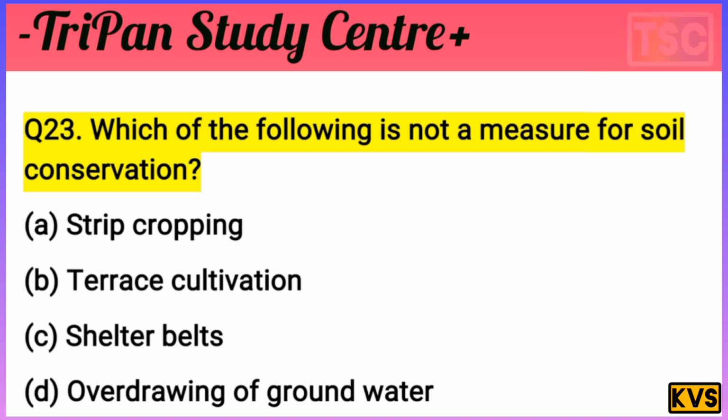Next question on your screen: which of the following is not a measure for soil conservation? That's an important question. A option is strip cropping, B is terrace cultivation, C is shelter belt, and D is overdrawing of groundwater. First of all, your answer is important. Test your knowledge.